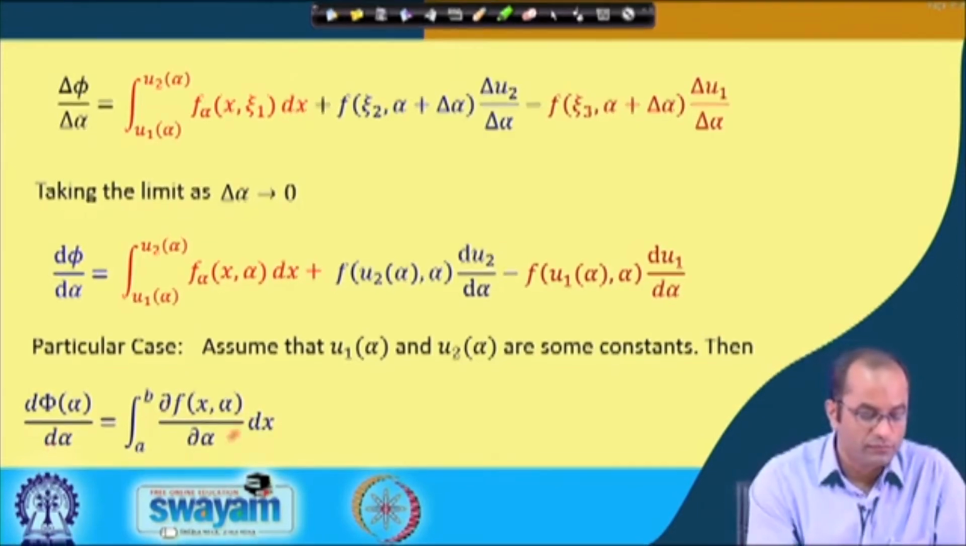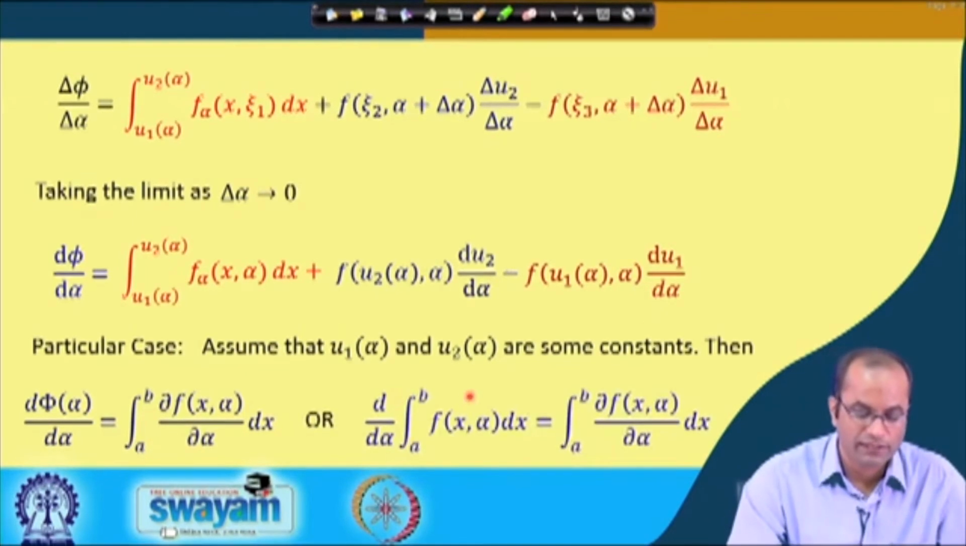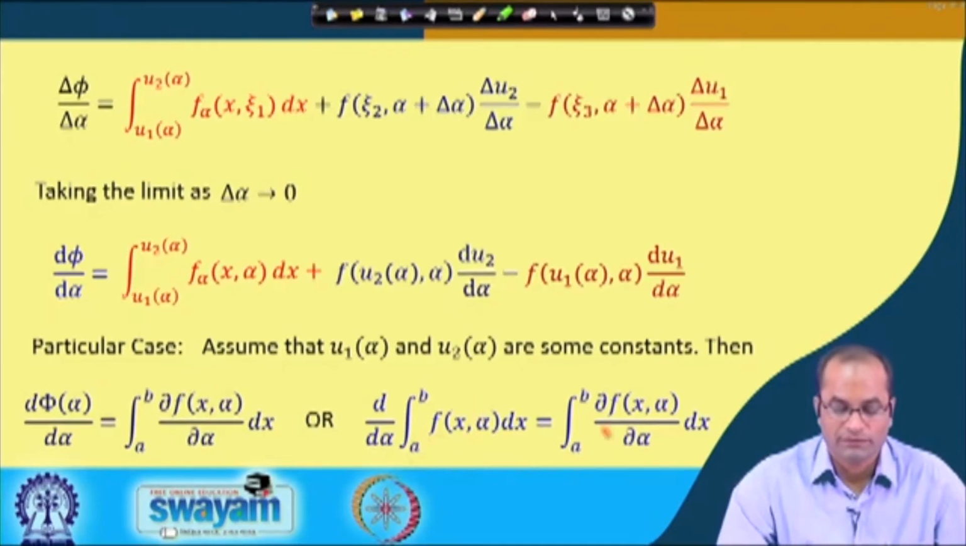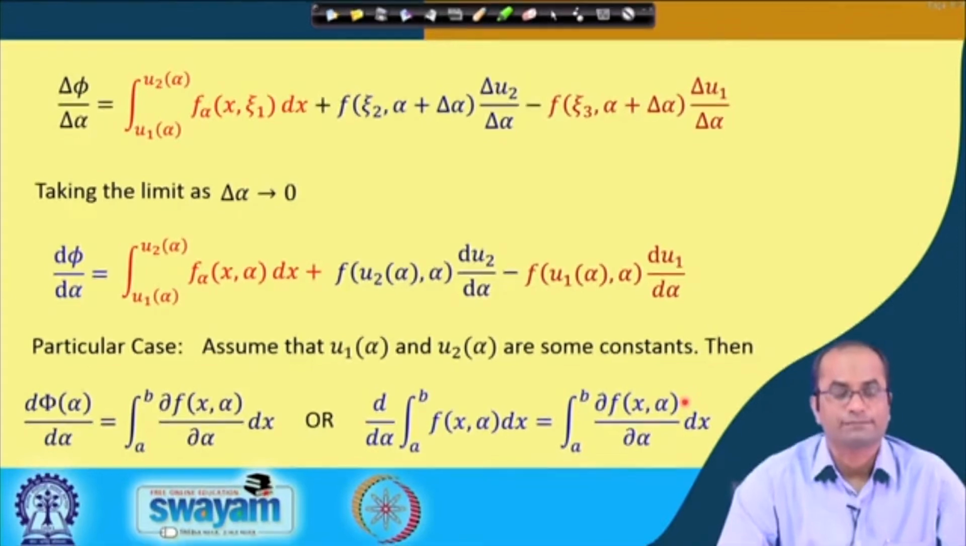So, we will have only one term, because these two terms will cancel out, or usually we write d over d alpha of this integral. Because these limits are constant, this d over d alpha will go to the integrand, and then we have this differentiation under the integral sign. So, we can take this derivative into the integral, but this will be a partial derivative, because f now depends on two variables, x and alpha.